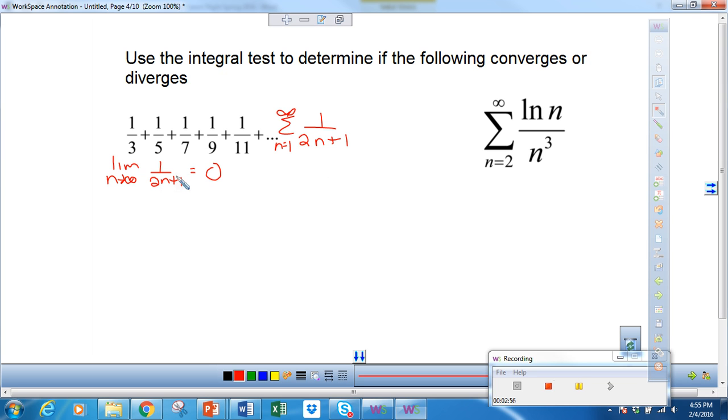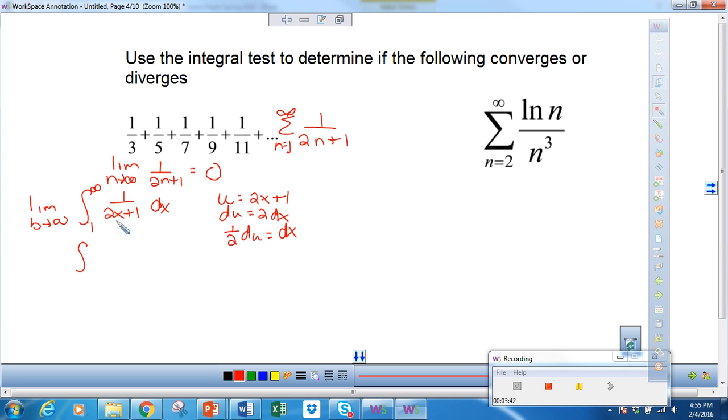And since it's not geometric, the test that I'm going to use is the integral test. So I'm going to take the limit as b approaches infinity, from 1 to b, and I chose 1 because I started at 1 here, of 1 over 2x plus 1 dx. Now, to take this integral, I have to use a u substitution. So I'm going to let u equal 2x plus 1. du equals 2 dx. So 1/2 du is equal to dx.